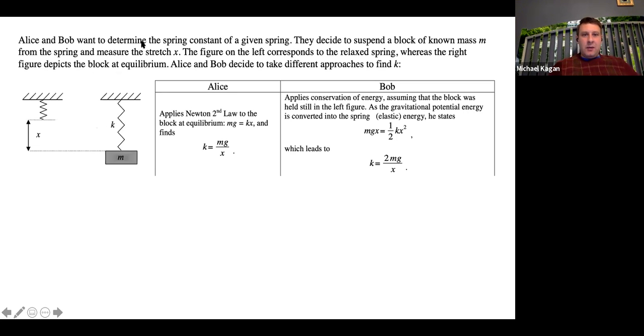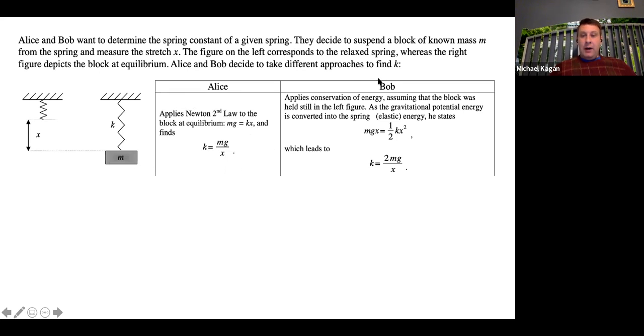So Alice and Bob want to determine the spring constant of a given spring. They decide to suspend a block of known mass m from the spring and measure the stretch x. In the figure, you see the setup. This is the relaxed spring over here, and this is the equilibrium position of the block. But they take two different approaches to compute k. Alice says, I'm going to use Newton's second law for this equilibrium. The forces cancel each other, the magnitudes are equal, so mg equals kx, and when you do the algebra, you get that k equals mg over x.